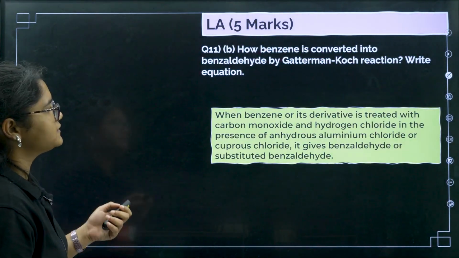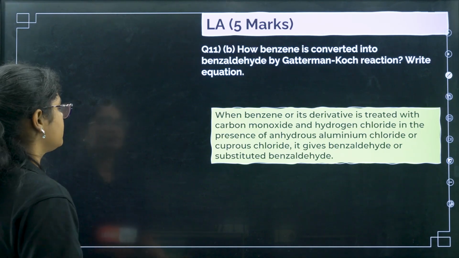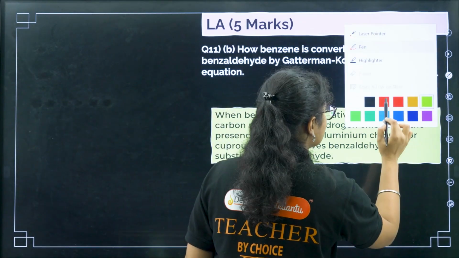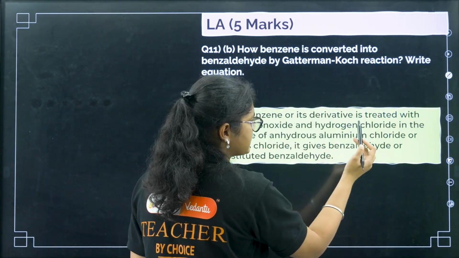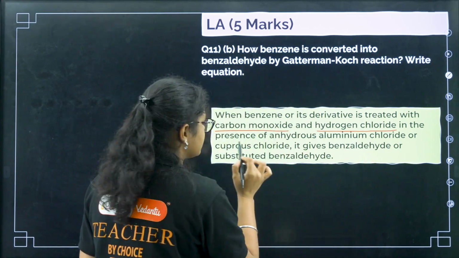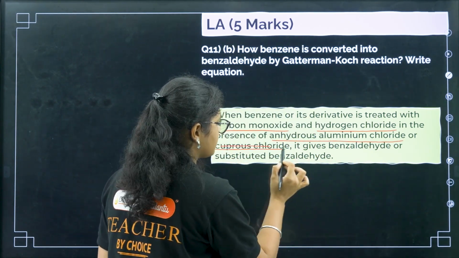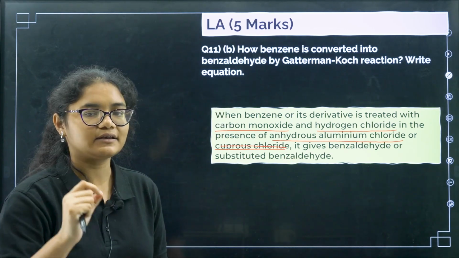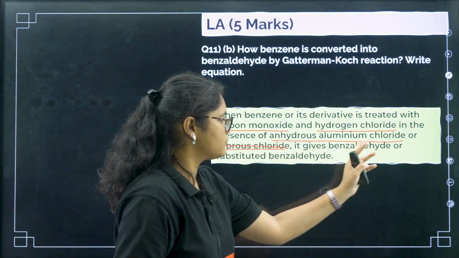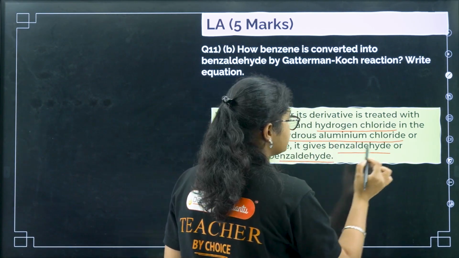Next one, how is benzene converted into benzaldehyde by Gattermann-Koch reaction. Okay, so if you remember, I have given the definition here, write its equation. So here also, how to write the definition. See, when benzene or its derivative is treated with carbon monoxide and hydrogen chloride in presence of anhydrous AlCl3, or cuprous chloride. If you do not remember that, that is also fine. You can write down when benzene reacts with carbon monoxide and HCl in presence of anhydrous aluminium chloride, it gives benzaldehyde or substituted benzaldehyde.